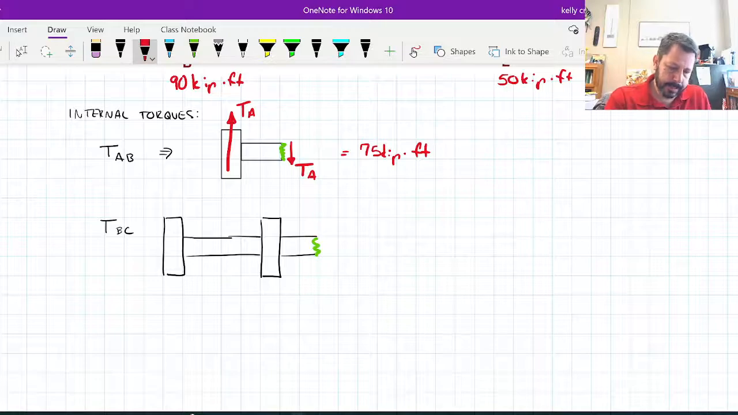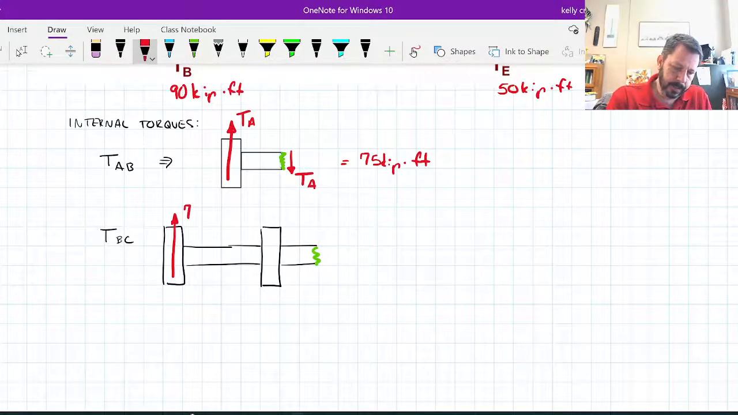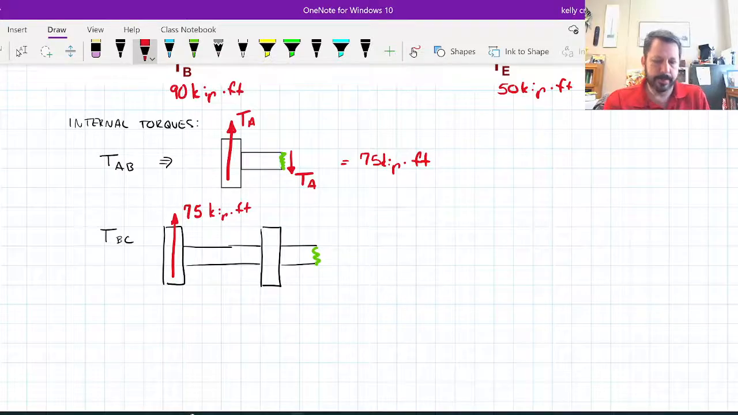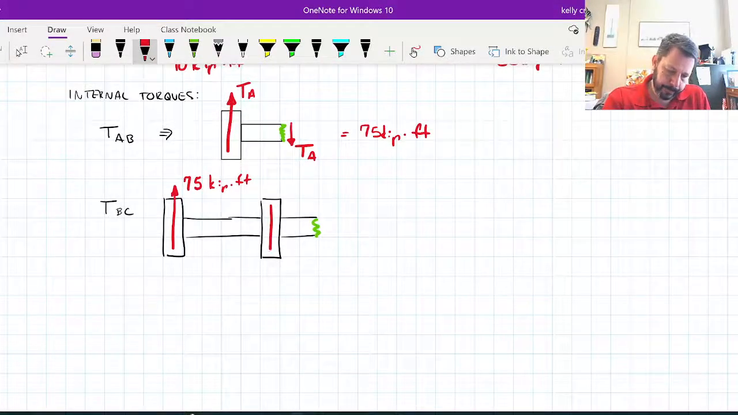So this one has TA here. Let's put the numbers this time instead of the letters. The number is 75. I'm going to leave the units off. These are kip feet. Well, let's write the units. I don't like leaving the units off, but it does get kind of cluttery. And then at B, I've got 90.